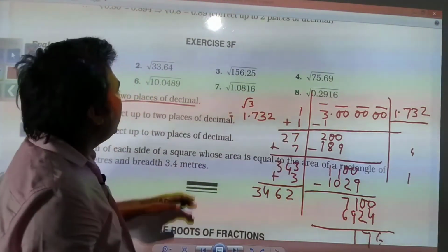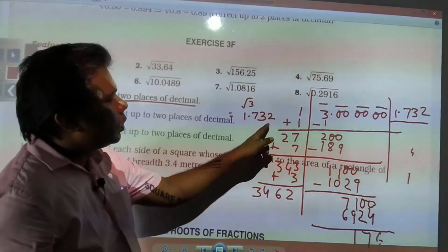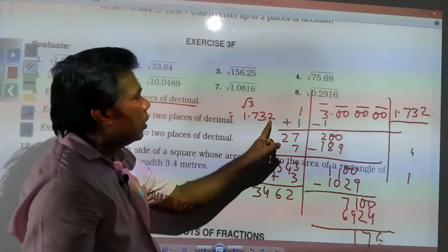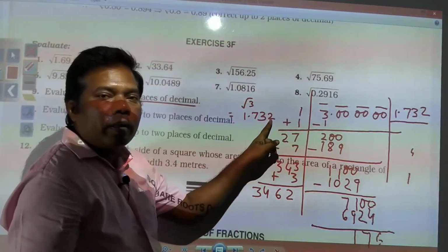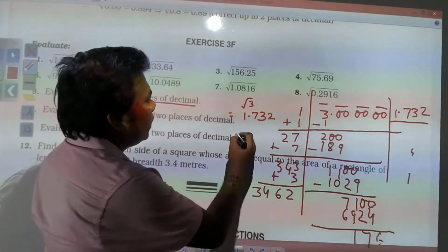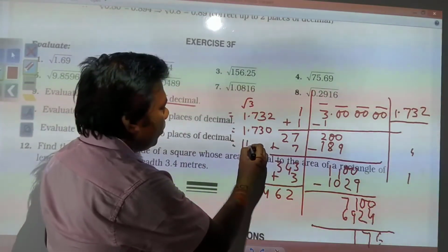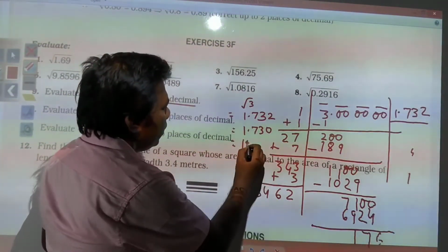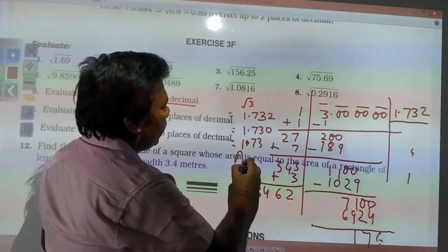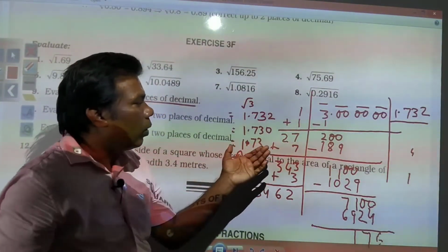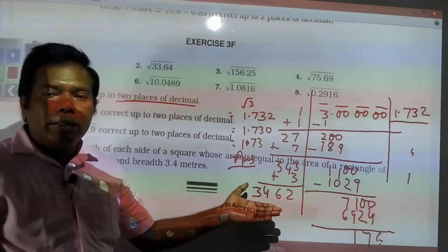So finally you have got root 3 is equal to 1.732. But you need to find out up to 2 places only, so we will round off this. Third digit you have 2. So if we round off this, we will get 1.730, or you will get 1.73, and this will be your answer. So in this way already it was told to find out, you must have found out also.